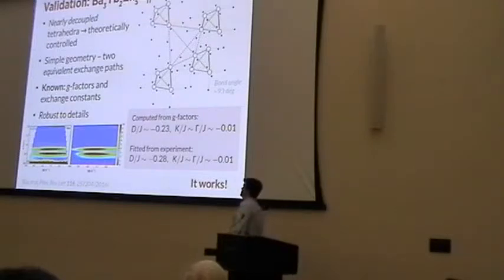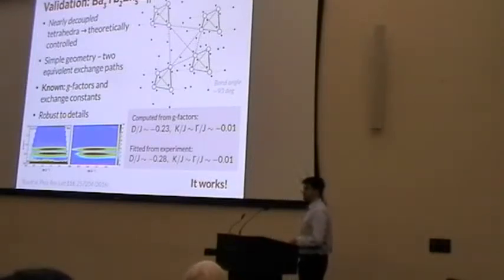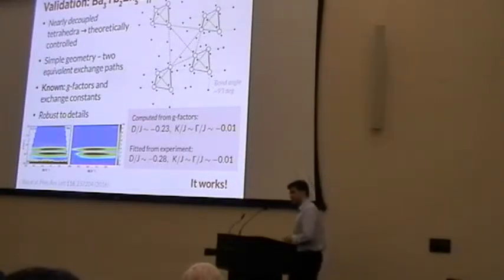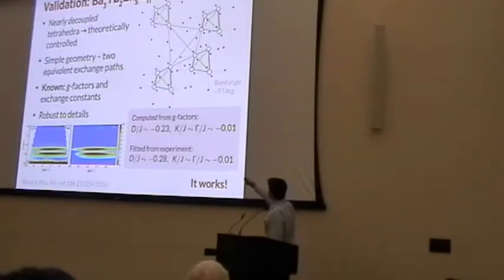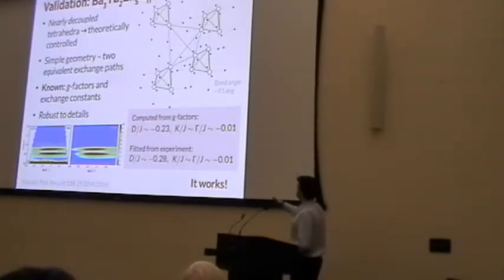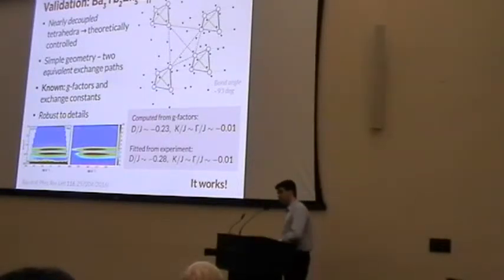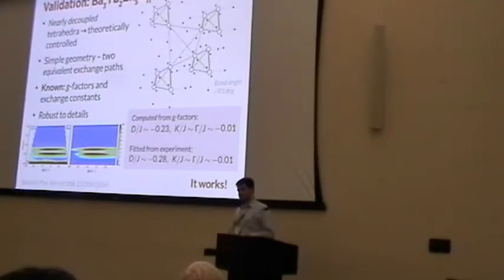This is a breathing pyrochlore compound, barium terbium zinc oxide, which has this attractive feature that it has a very similar pyrochlore structure as you find in these spinels, except these individual tetrahedra are pulled far apart. The distance from here to here is twice the distance from here to here. So to a very good approximation, the exchange on this bond is negligible, and you get essentially decoupled tetrahedra. Because of that, the model is theoretically controlled, and then through detailed analysis of the experiments, you can extract very precise numbers for these exchanges.